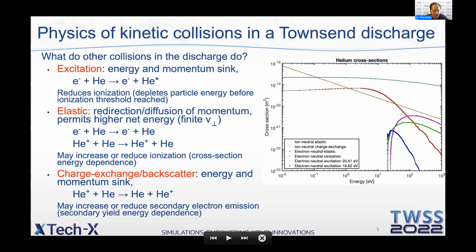Then for the ions, we have charge exchange, backscattering type processes, and this again is a sink of energy and momentum. And instead of affecting the ionization directly, that may affect the secondary electron emission. If we go to a higher energy or lower energy state, do we get fewer electrons when we hit the cathode, or do we get more of them? So there's some dependence there.